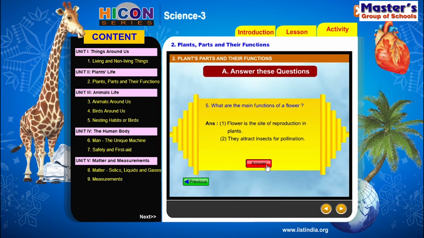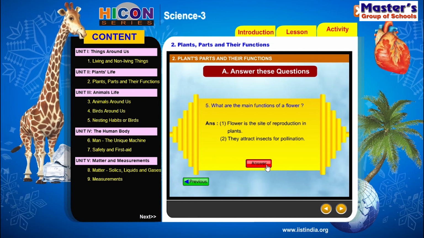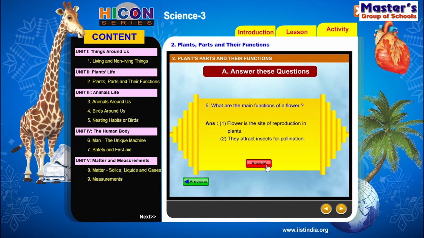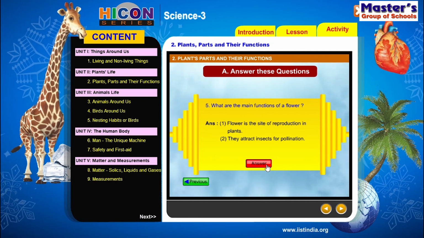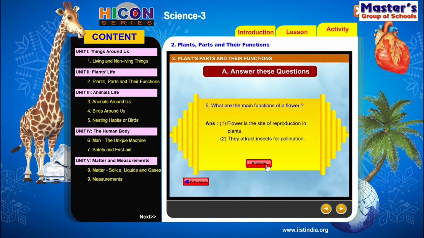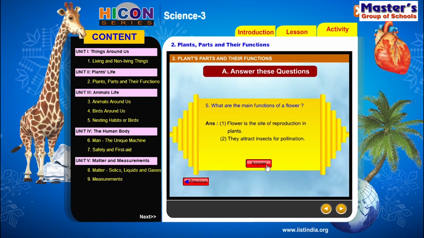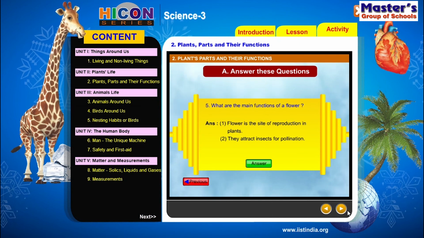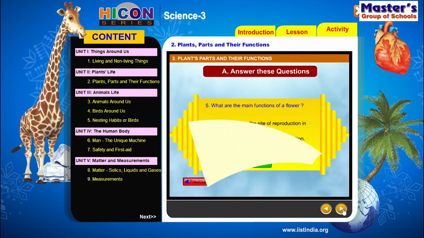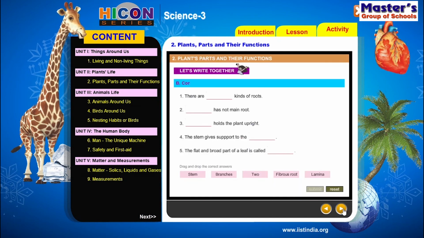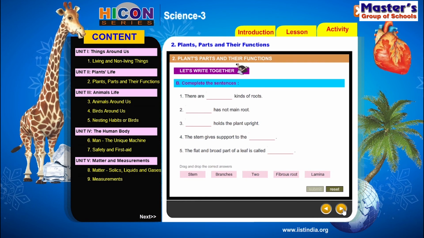So that's why the flower is another important part of the plant. Note down this question and answer in your notebook. See the next question. The next part in our activity session is to complete the sentences.